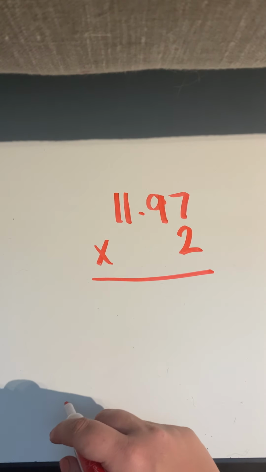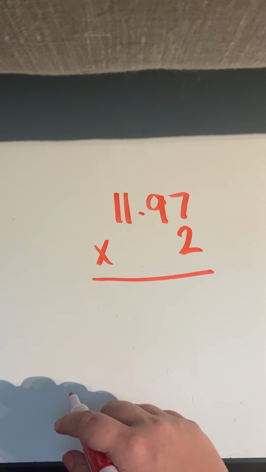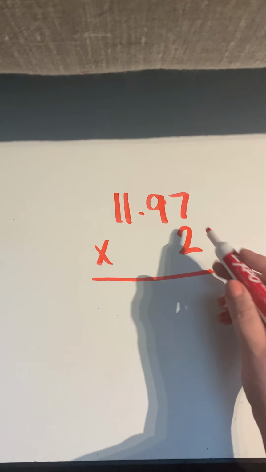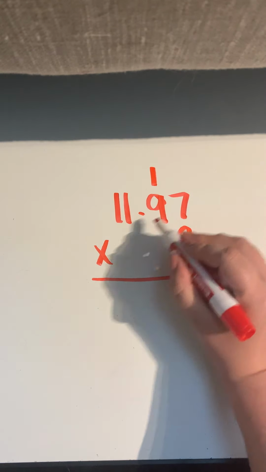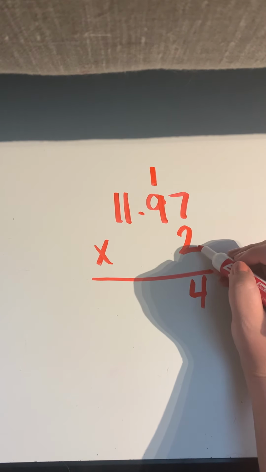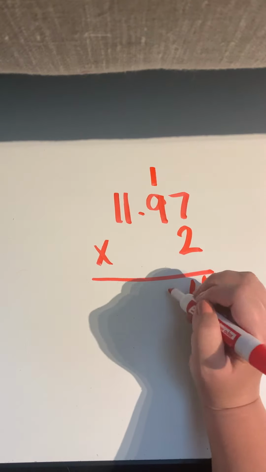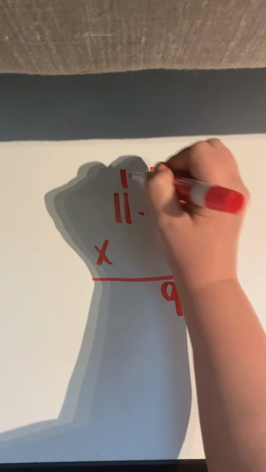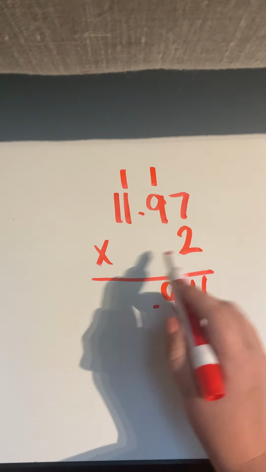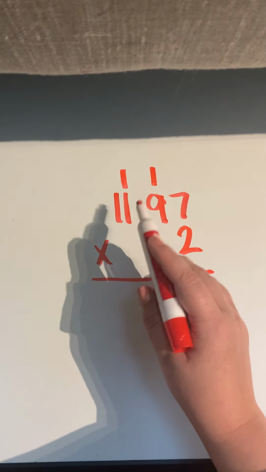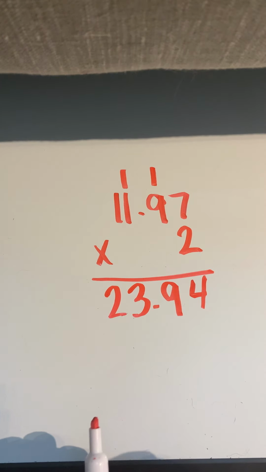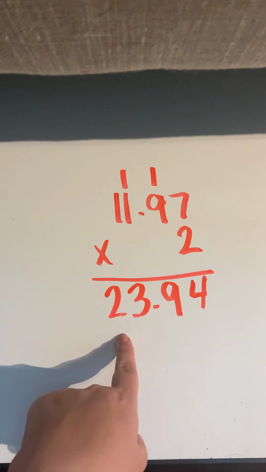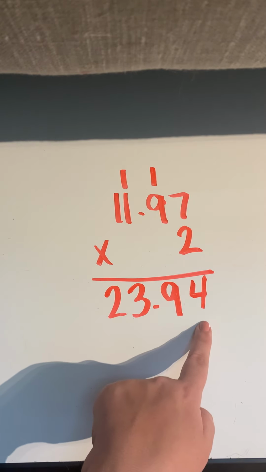All right, so let's go ahead and solve this. So I have 7 times 2, which is 14. Carry my 1. 9 times 2, 18 and 19. Excellent. And before I forget, I'm going to bring down my decimal. 2 times 1, 2, and 1 more is 3. And 2 times 1 is 2. So I ended up with 23 and 94 hundredths.